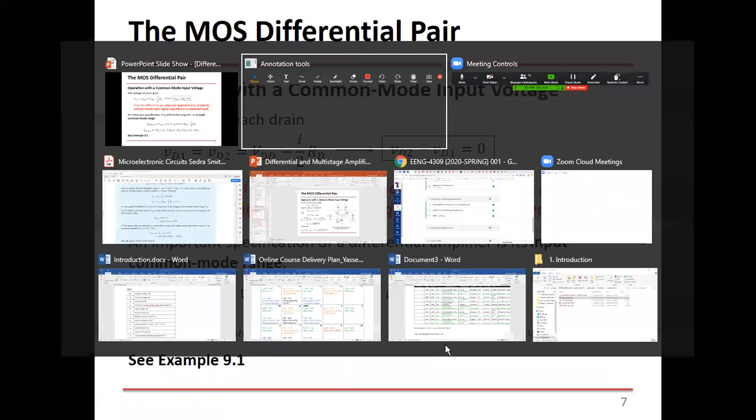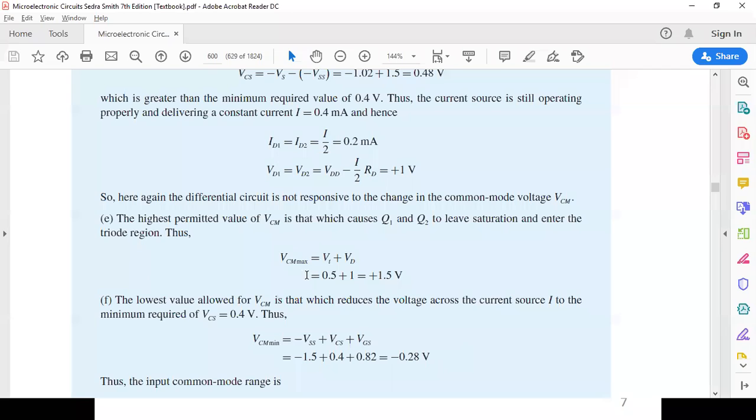So let's go back and apply this. VCM max is V threshold plus VD. V threshold is 0.5, and VD is constant all the time, which is 1. Then VCM max should not go greater than 1.5 volt.